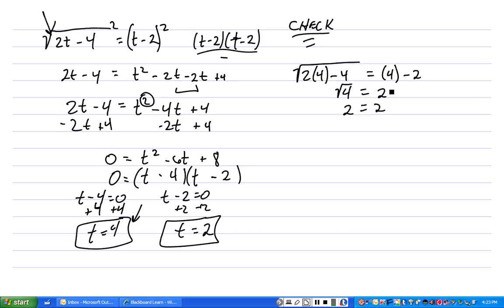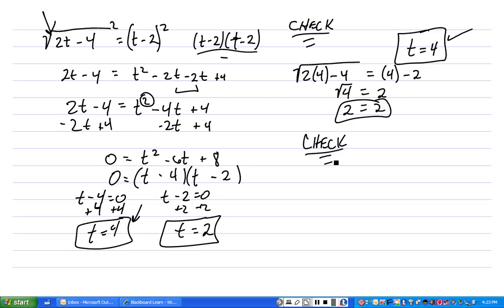Alright, so when I plugged in the 4, that works. This checks out. So when I plug in t equals 4, that's good. Okay, that checks. So now I want to check when t equals 2.